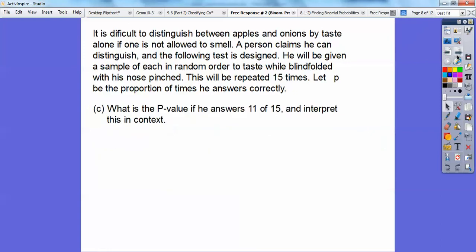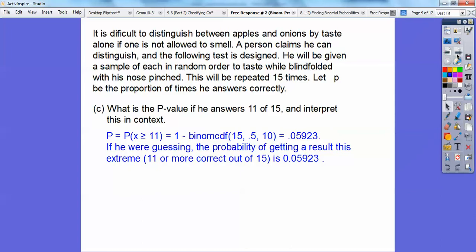Let's see. What is the p-value if he answers 11 of 15, and interpret this in the context. Well, remember, you guys, he thinks he should be getting greater than 50% of the time, and he got 11 out of 15. So we're interpreting greater than. We're looking for the probability that x is greater than or equal to 11.